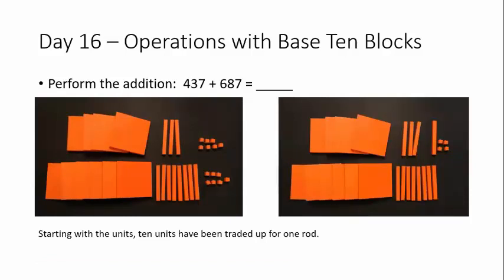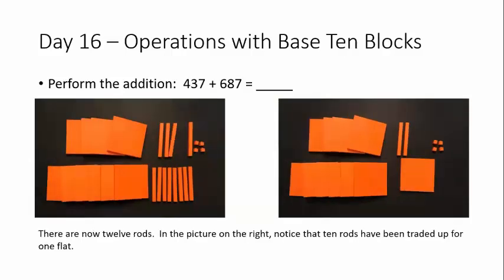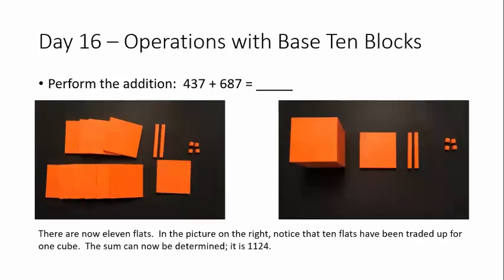When we get 10 units, we trade up for a rod. You can see that the trade has been made in the picture on the right. 10 rods are traded for 1 flat. You can see that this trade has been made in the picture on the right. 10 flats are traded for 1 cube. You can see that the trade has been made in the picture on the right. After all trades have been completed, you can determine the sum. The sum is 1,124.